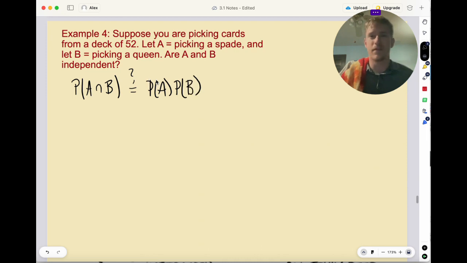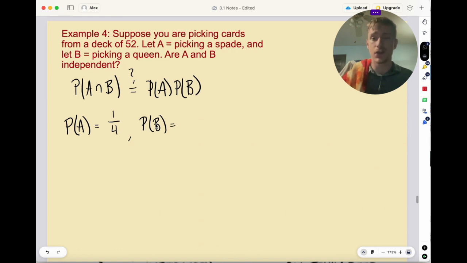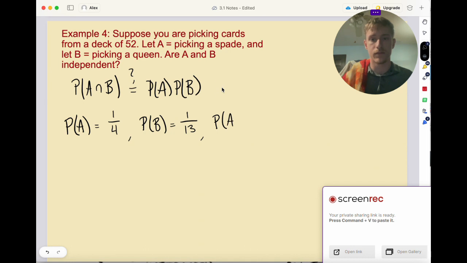So in order to find that, we have to find all the individual probabilities. What is the probability of picking a spade? Well, a spade is one of 4 different suits, so that's going to be 1/4. The probability of B, so we're picking a queen. How many queens are there in a deck? There are 4 out of 52, which is 1/13. And what's the probability of their intersection?